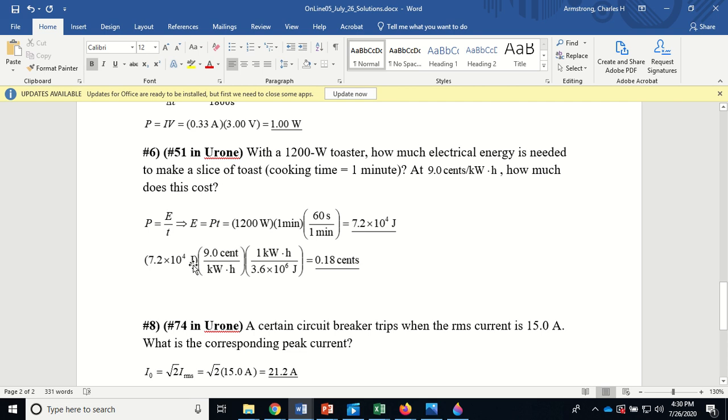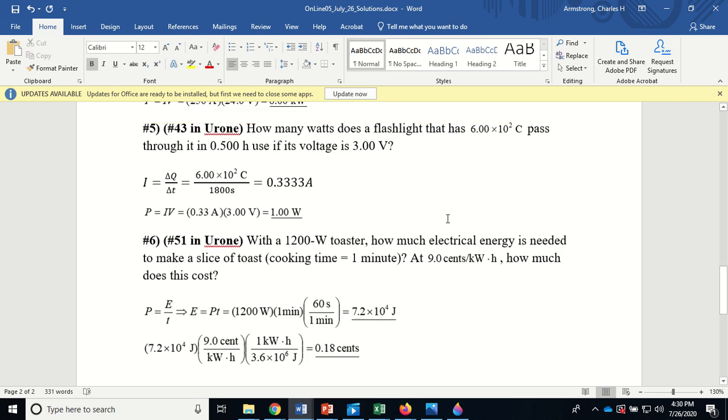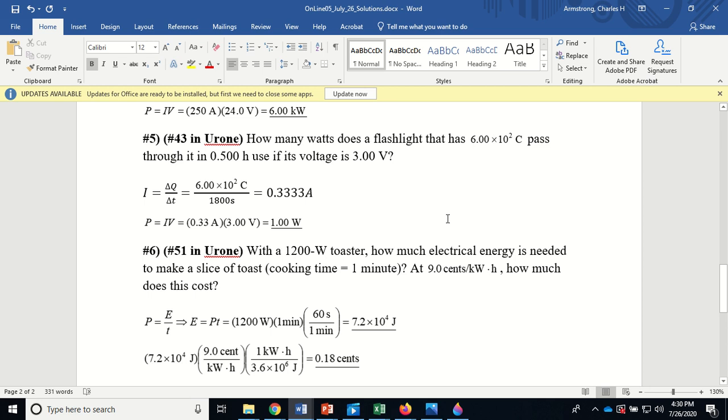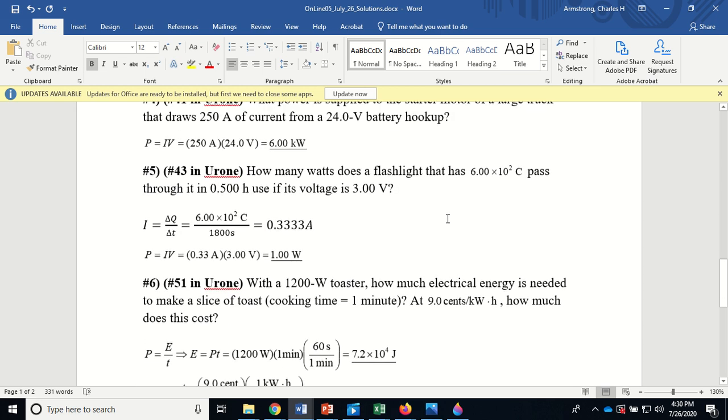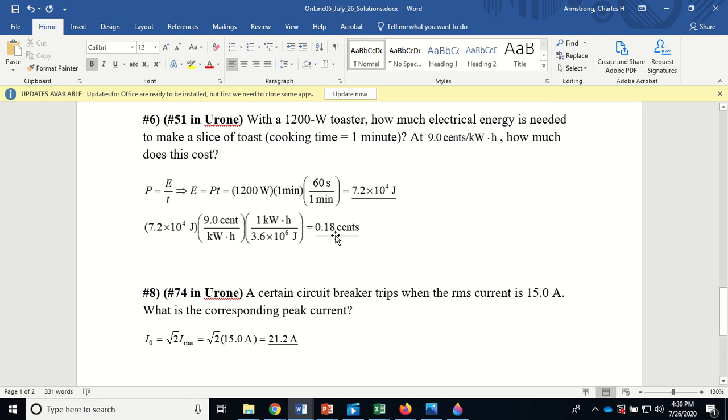So 7.2 times 10 to the 4th joules. We figured out up here what 1 kilowatt hour was. We did it someplace. Well, we figured out that it was 3.6 times 10 to the 6th joules in 1 kilowatt hour. So we start off with our joules, we do this, we have kilowatt hours, at 9 cents per kilowatt hour. So it costs you 18 cents with that toaster to make a slice of toast.